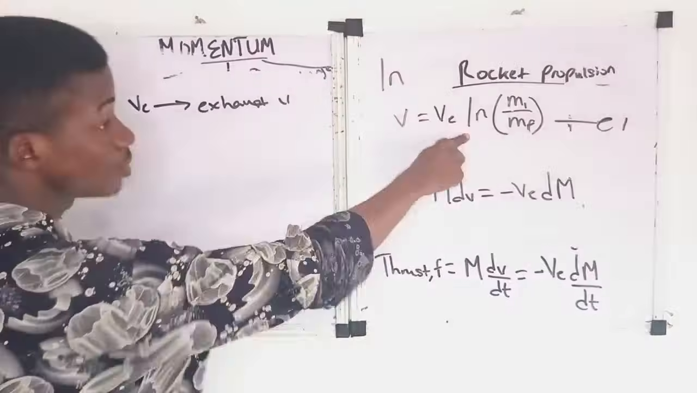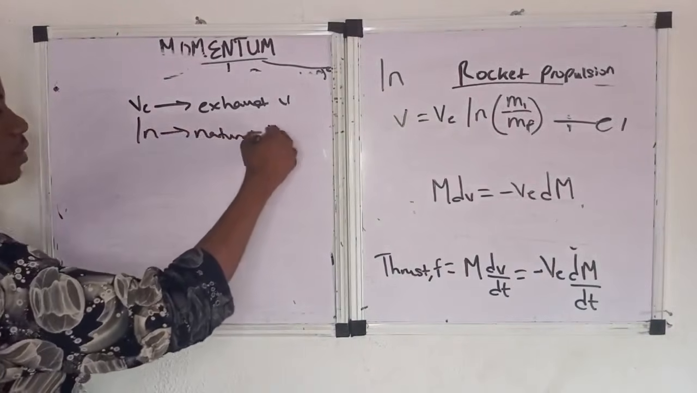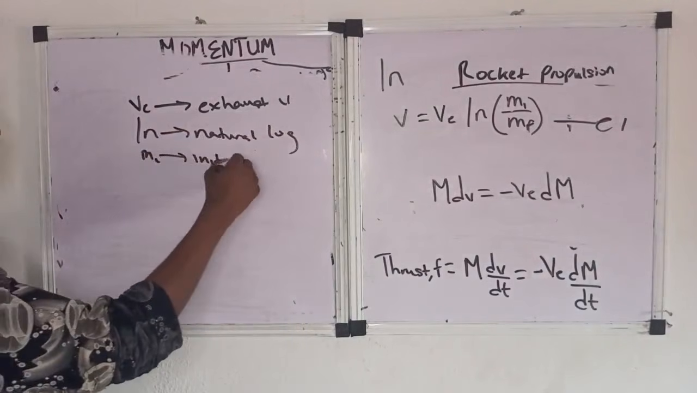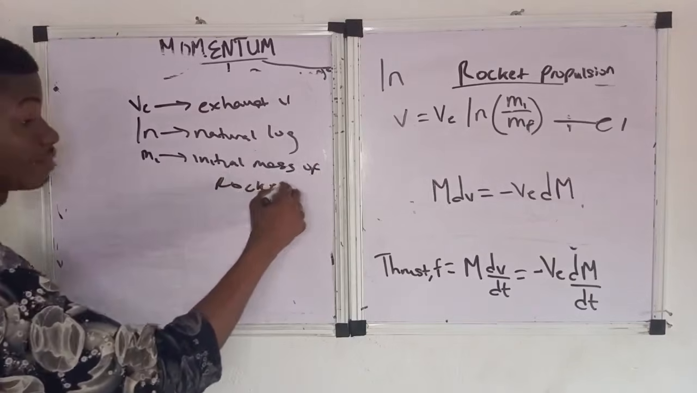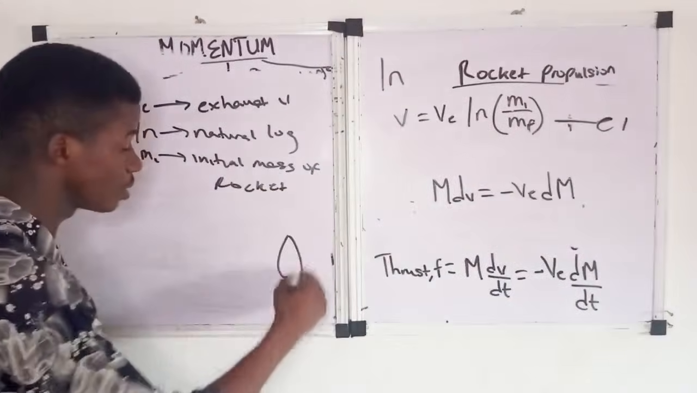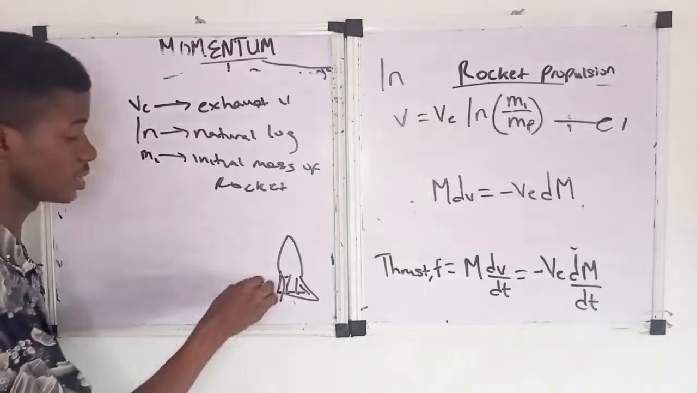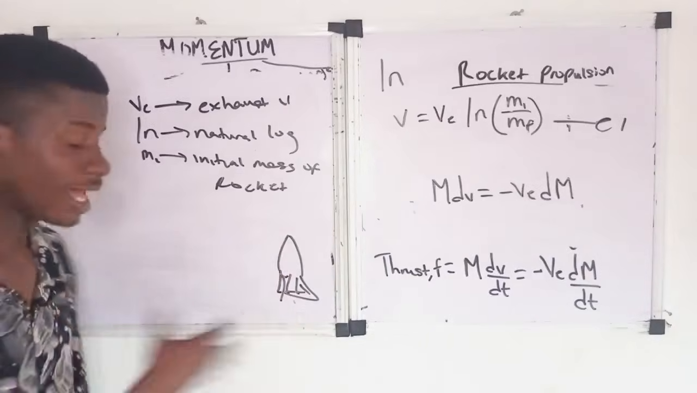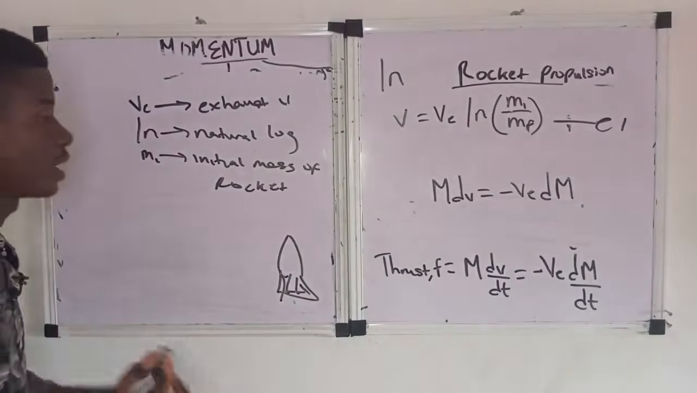Then I show that one again. Okay, this one is natural log. It's in your calculator. Natural log. Then M1 is what? Initial mass of the rocket, right? And this mass is very large, right? Before the rocket is launched, M1 is both the mass of the rocket itself and the mass of the fuel. So this M1 is the initial mass of the rocket.